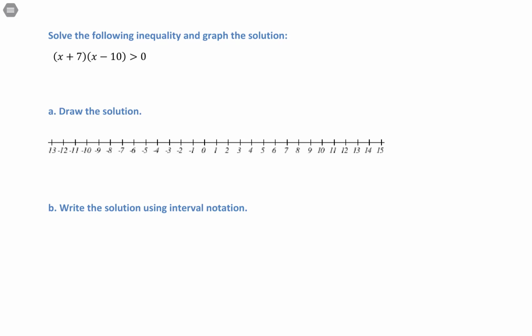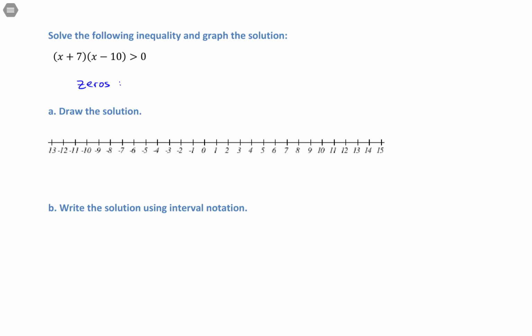Solve the following inequality and graph the solution. So to solve a quadratic inequality, what we have to do is test intervals. So the first thing in order to test these intervals is to find the zeros of the polynomial.